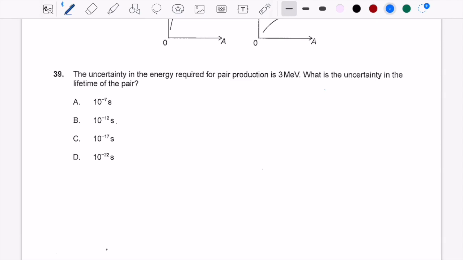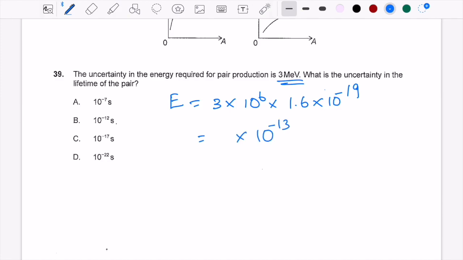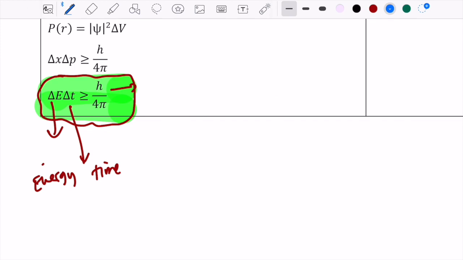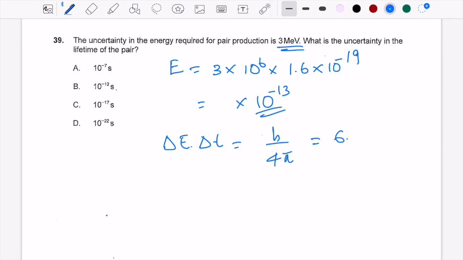First thing is to understand how to convert mega electron volt into joule. Energy equals 3 times 10 to the power of 6, mega, times 1.6 times 10 to the power of minus 19. If I look at this one, this will come to something times 10 to the power of minus 13, right? Let's remember this one. Now delta E times delta t is h over 4 pi. Hold on. Yes. h is 6.6 times 10 to the power of minus 34. 4 pi is also 10 to the power of 1.